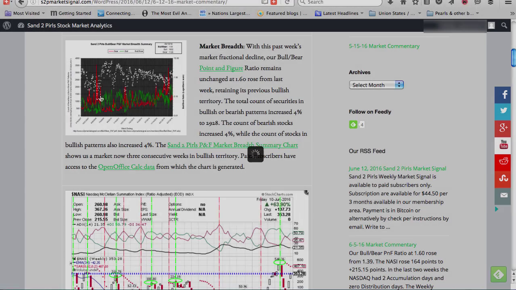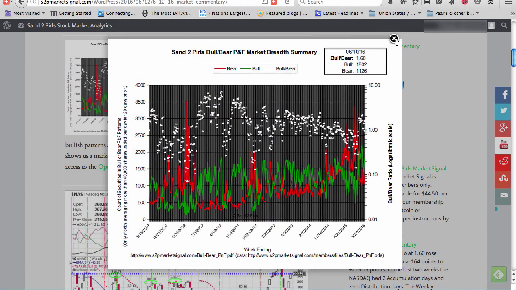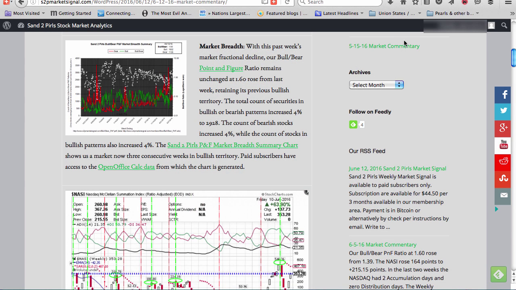Market breadth. With this past week's market fractional decline, our bull-bear point and figure ratio remains unchanged at 1.60, retaining its previous bullish territory. The total count of securities in bullish or bearish patterns increased 4% to 2,928. The count of bearish stocks increased 4%, while the count of stocks in bullish patterns also increased 4%.